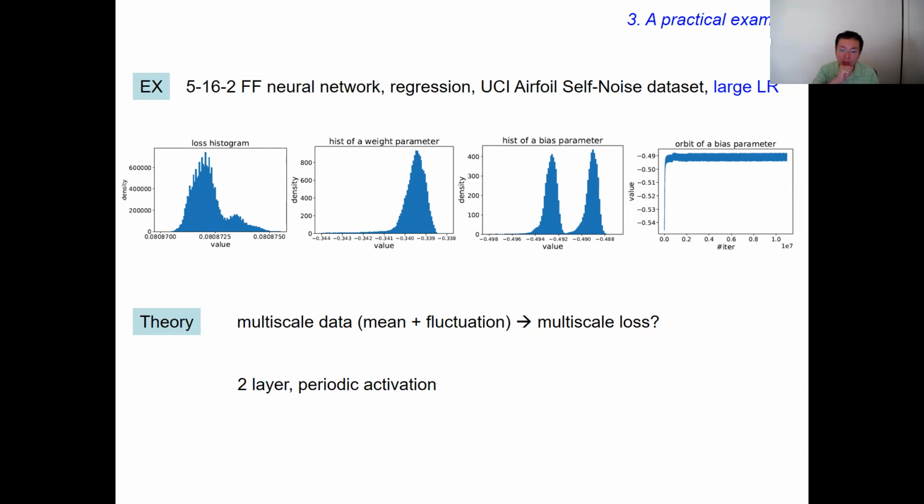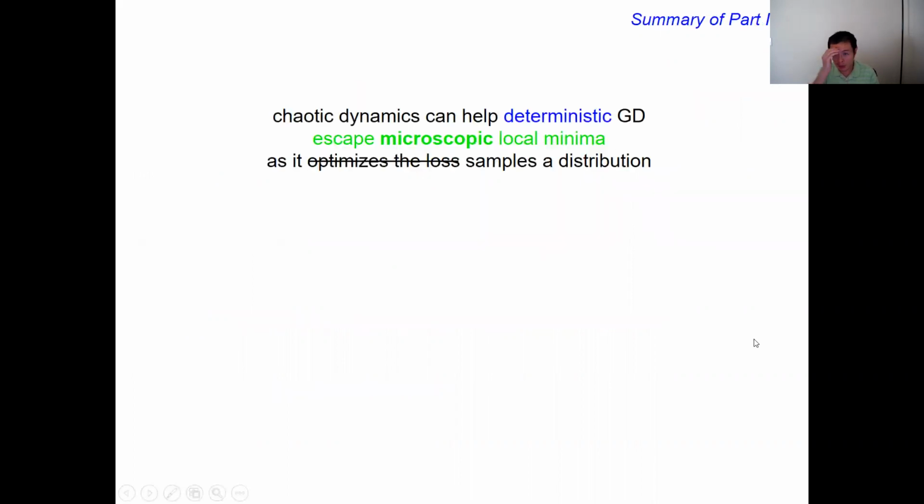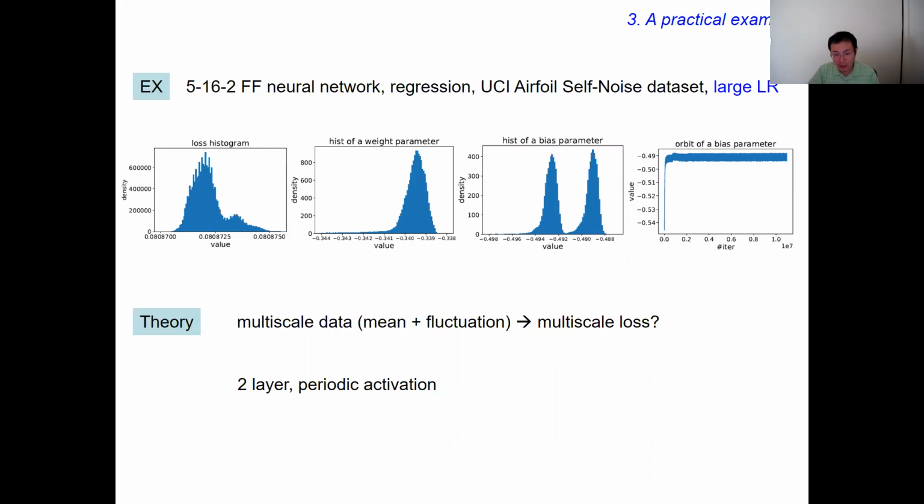If you think about this, it is not trivial, because the loss function is a function of the parameters. It's not a function of the data. The data is already given to you. But we can do some derivations to show that if you just have two layers and you use a periodic activation function, then you can really inherit the multi-scale structure. So that's why we also have some theoretical evidence that if you use a large learning rate in a neural network, you can really get convergence to a statistical distribution rather than just a point.